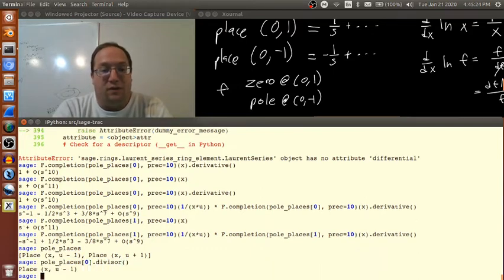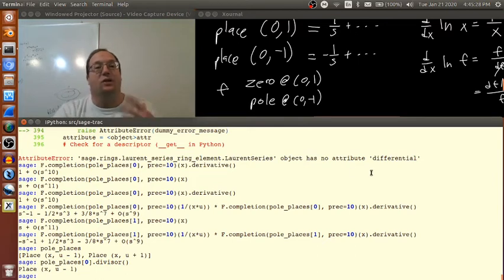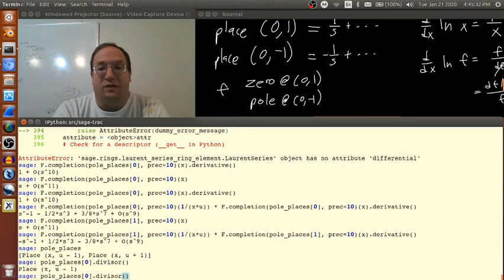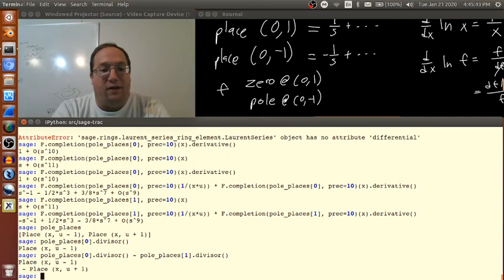Let me just do this. Yeah, so this looks the same, and I'm actually converting it now to a divisor, which is a description of all the poles and zeros for a particular function. So I'm going to take pole places 0 divisor. I'm going to subtract pole places 1 divisor. And now I've got a divisor where I have a positive coefficient at the first place and a negative at the second place.